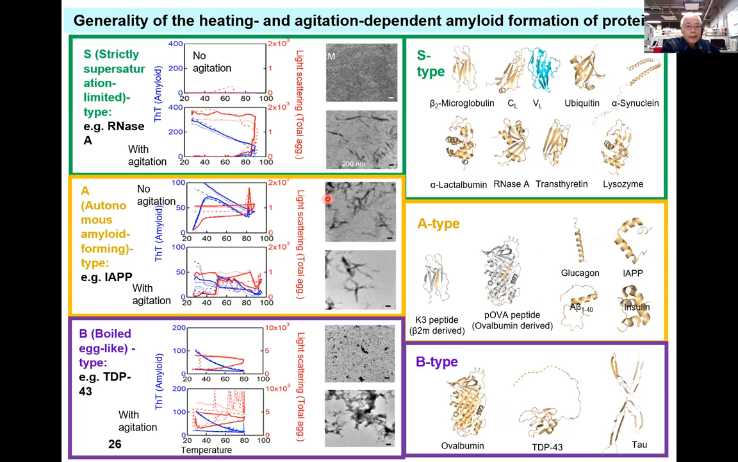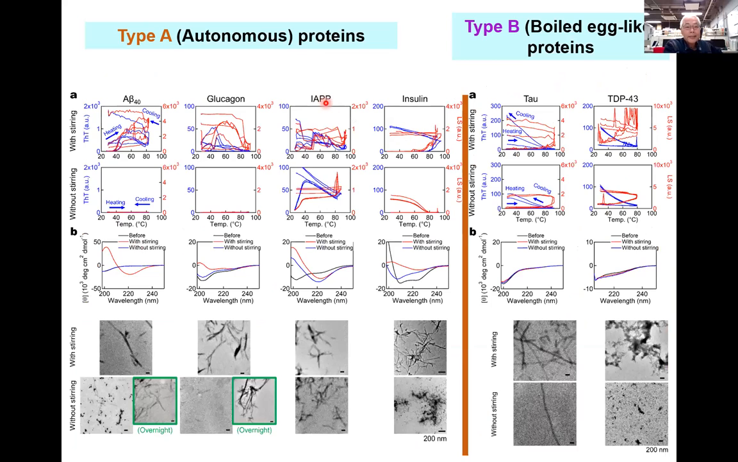And the second series of proteins is A-type protein. To tell the truth, we wanted all the proteins to behave like this, but some proteins at high temperature tend to spontaneously form amyloid fibers. We wanted to stop that, and we wanted to see their exceptions. But now we see there is a reason. That is quite understandable. Autonomous amyloid forming proteins. And here is IAPP. With agitation, of course, they form amyloid fibers. But even without agitation, they tended to form amyloid fibers, like the case of IAPP.